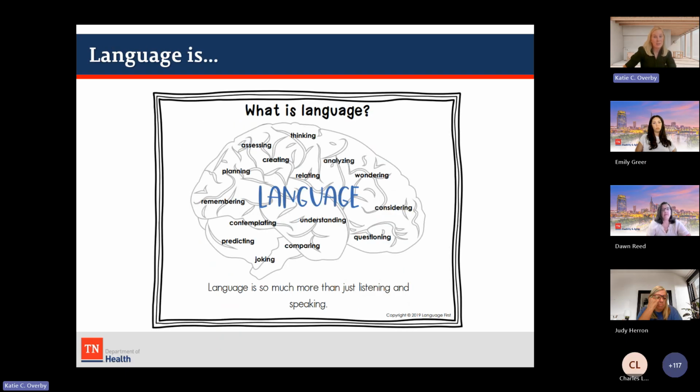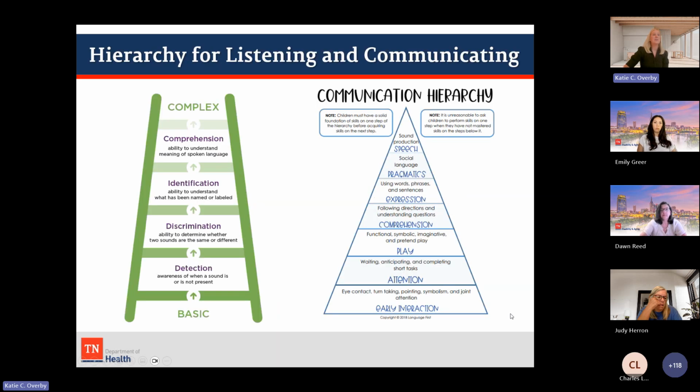So we've kind of talked about why we do screenings. We've talked about language modalities and amplification. And so what is language? And we know that language is just not listening and speaking. We need language for all the things that we do throughout the day. And it's that precursor for reading and literacy skills.